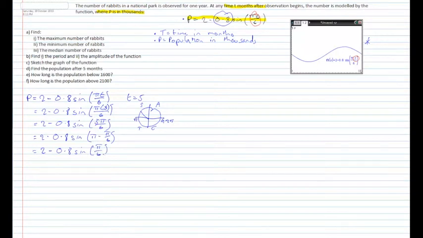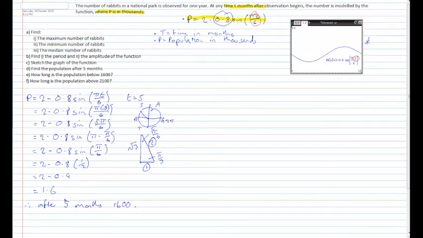Alright, so let's go through and do that now. Sine of pi on 6, we need to use the special triangles: 1, 2, root 3, pi on 3, and pi on 6. So for sine of pi on 6, you have opposite being 1 and hypotenuse being 2, so that's 1/2. So you get 2 minus 0.8 times 1/2, therefore 2 minus 0.4, which is equal to 1.6. Therefore, after 5 months, we have 1,600 rabbits.